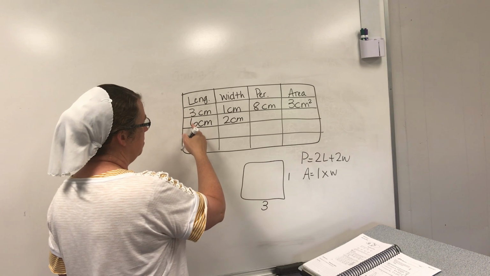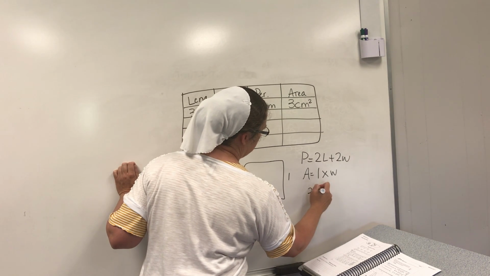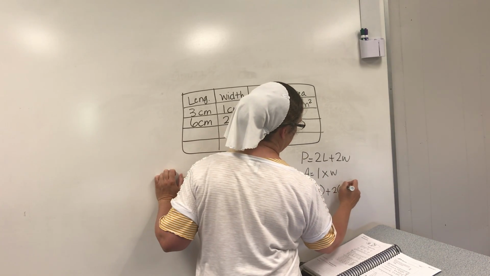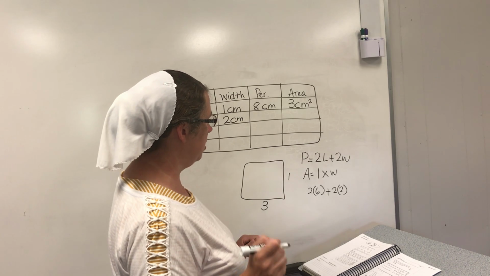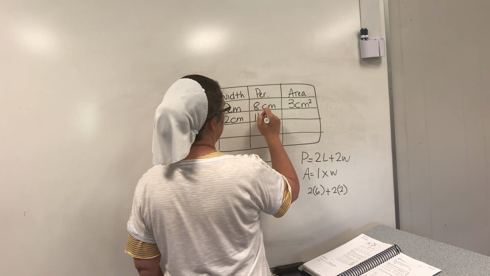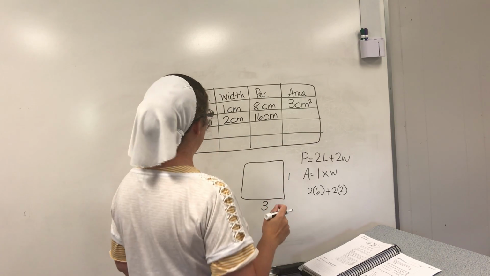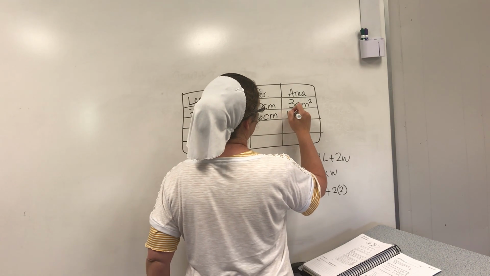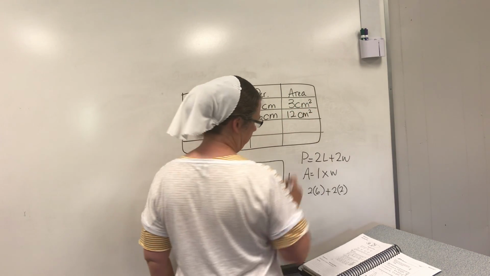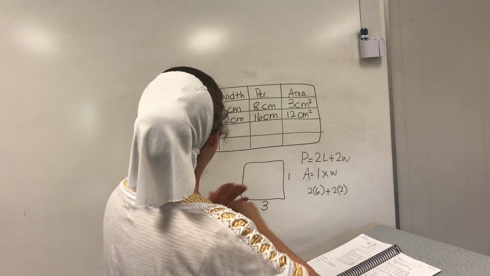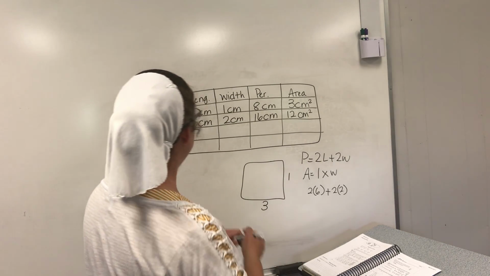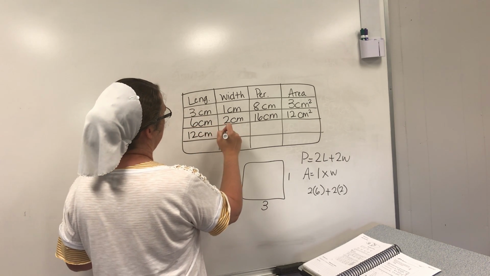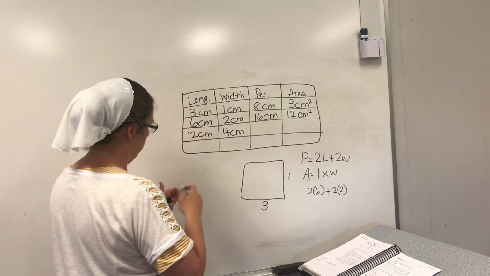So this would be 2 times 6, which is 12, plus 2 times 2. So we've got 12 plus 4 is 16 centimeters. And when we multiply them together to get area, we would go 6 times 2 is 12. All right, so let's look a little bit. Let's double. If we would again double this, it would be 12 centimeters and 4 centimeters.